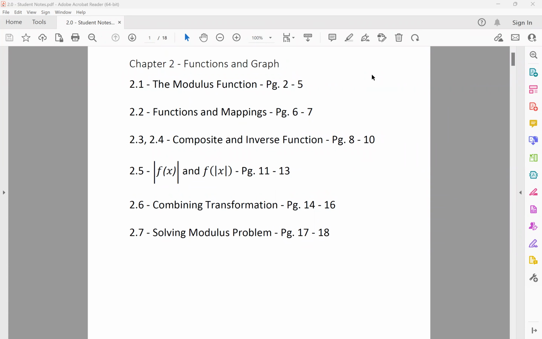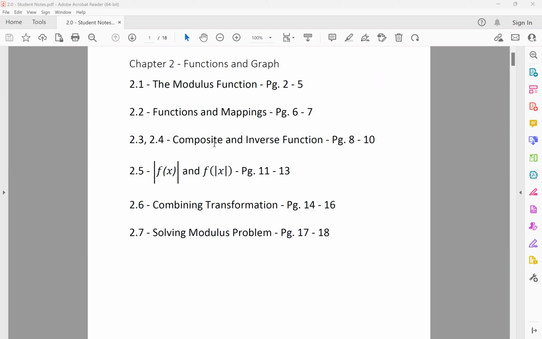So this lesson is about chapter 2, 2.1, Pure 2, chapter 2, about functions and graphs. Before we dive into 2.1, let's have a brief overview of what this chapter covers. We're going to learn about the modulus function, and about range and domain, which some of you, if you've done Further Maths GCSE, you might have learned.